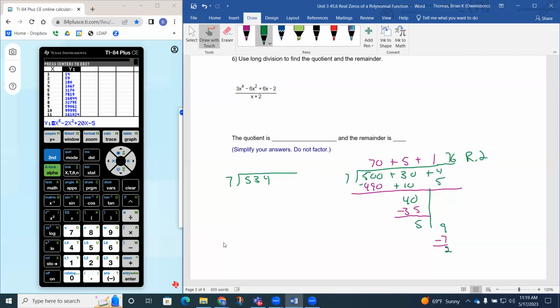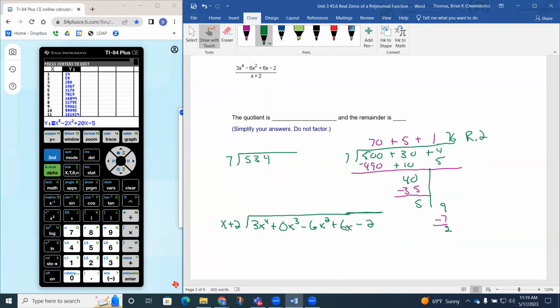We're going to go x plus 2 into this 3x to the 4th. Notice how the x cubed term is missing, so plus 0x cubed minus 6x squared plus 6x minus 2 comes down. So long division is going to work very similarly. Again, we're just going to focus on the front end piece. So x plus 2 goes into all this. Let's try to figure out how it goes in by focusing on the leading part.